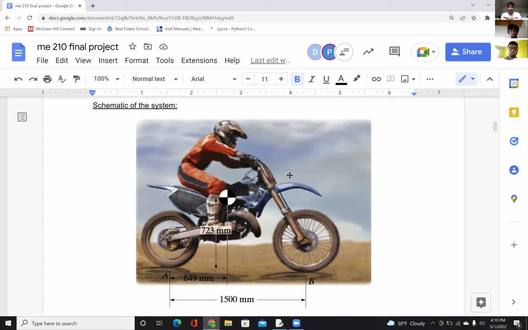Right, so hello everyone. This is the schematic of our project, and we are going to use this system to analyze and perform our computational model and all the calculations. Right, so here we go.